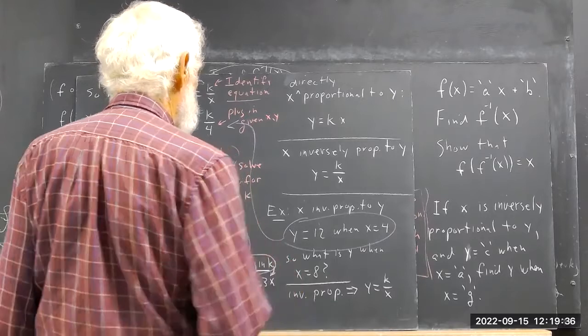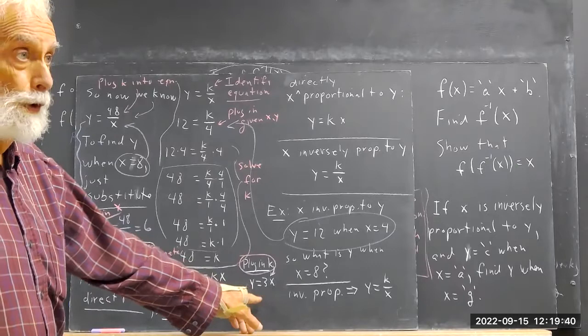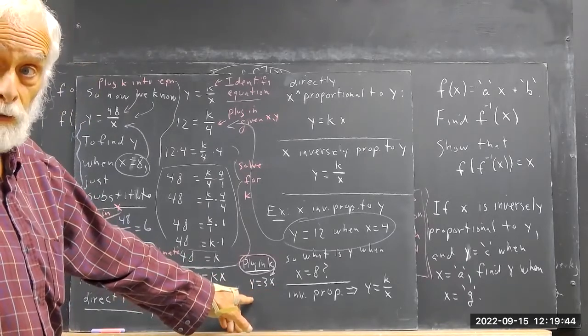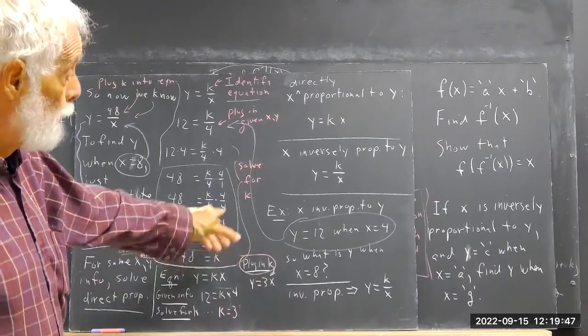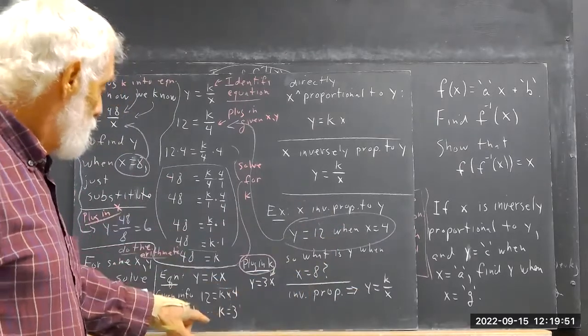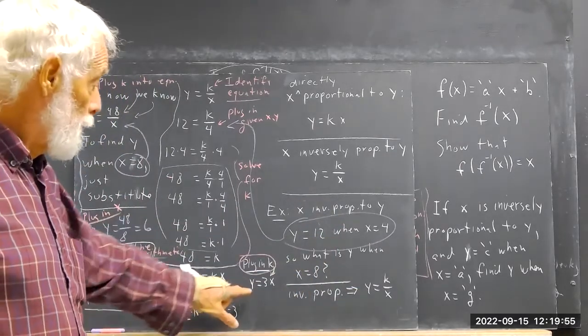Now that you've got K, that's the goal. Now, if you know Y, you can find X. If you know X, you can find Y very easily. And you don't have to go back to the original information because you've already incorporated that into your value of K. Now you have a formula.